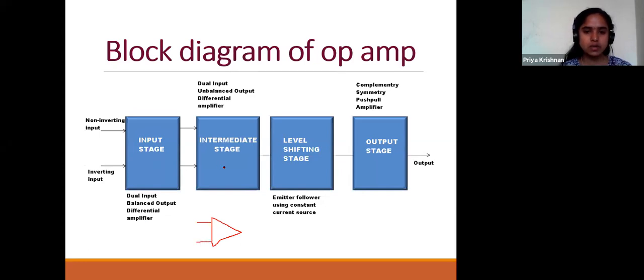Now we are seeing four different blocks, and these four different blocks are present inside this op amp. From this basic diagram, we know it has only two inputs and one output: a non-inverting input and an inverting input, and one output on the other side. Now all four stages are present inside my op amp.